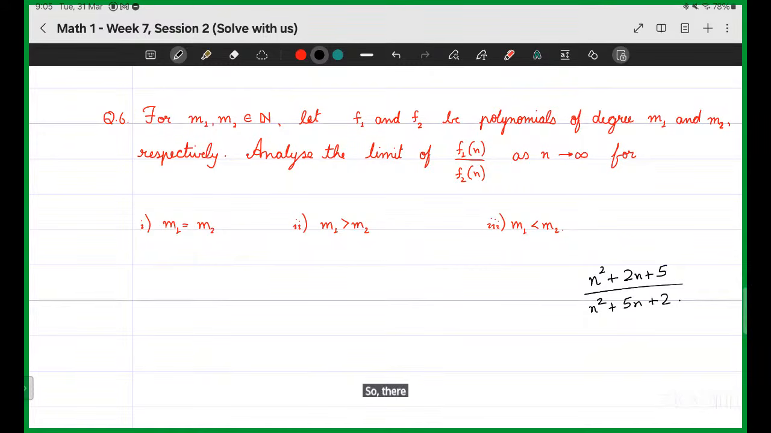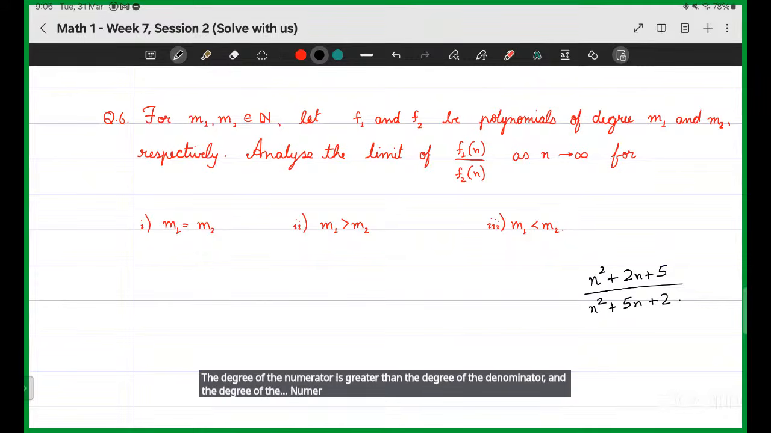So there are three cases. The degrees are equal, the degree of the numerator is greater than the degree of the denominator, and the degree of the numerator is less than the degree of the denominator. So analyze the three cases.